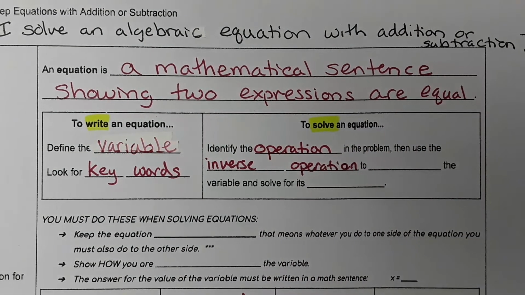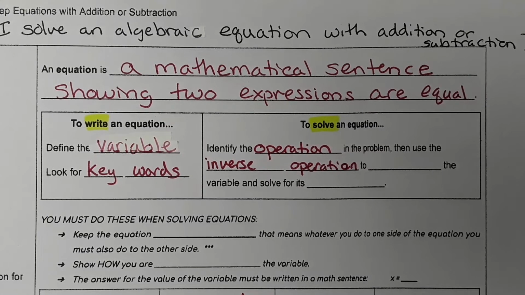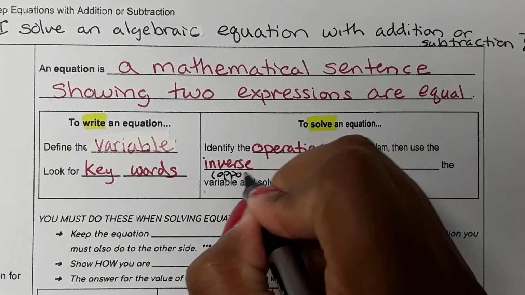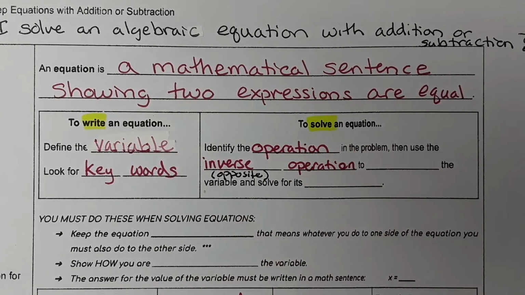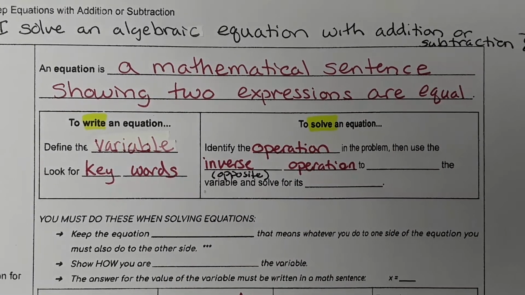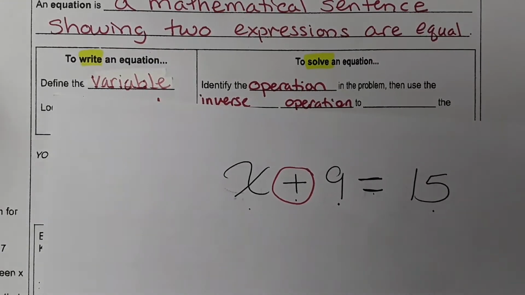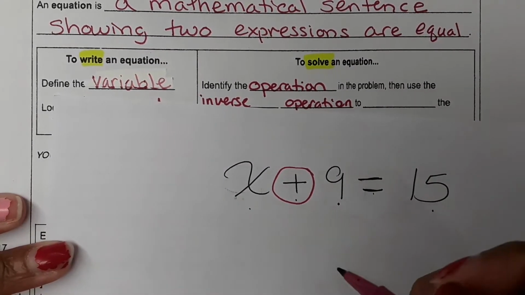which inverse is just a fancy word for opposite. So basically, we're looking for the opposite operation. It's the operation that would undo addition. So to undo addition, we would have subtraction. For our example, if we were to undo addition, we would have subtraction.